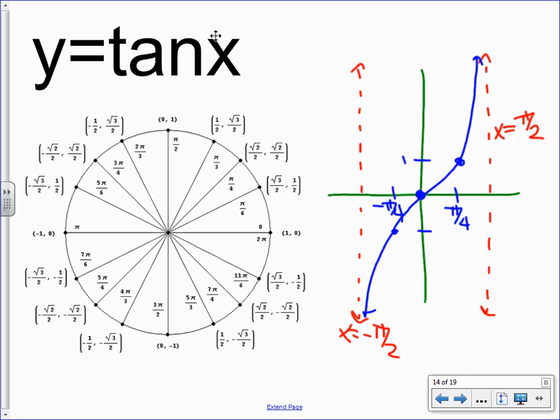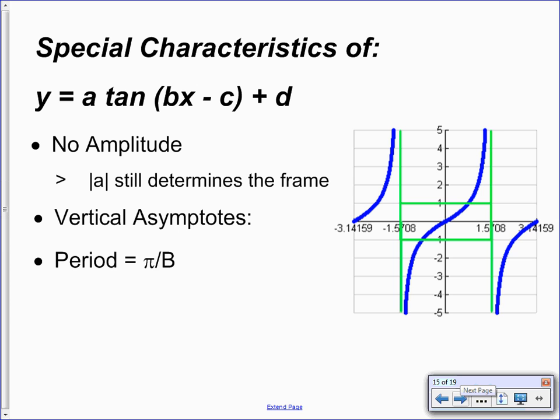1 pi. Okay. So something else that's different is our period is pi instead of 2 pi because of where our asymptotes fall. Okay. So what does that mean? Okay. We're going to talk about the characteristics of a tangent graph that's been transformed, if you will. Okay.